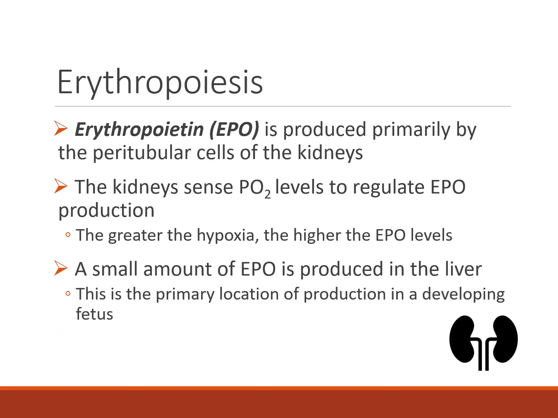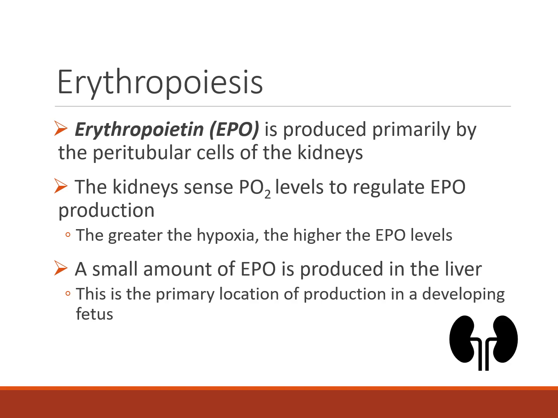Erythropoietin is produced primarily by the peritubular cells in the kidneys. They have sensors that help regulate EPO, or erythropoietin, production. So it has a sensor for partial O2 levels, and when we have a decreased level of O2 circulating, those sensors will cause an increase in the erythropoietin production.